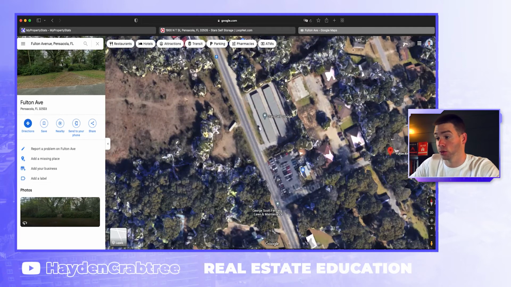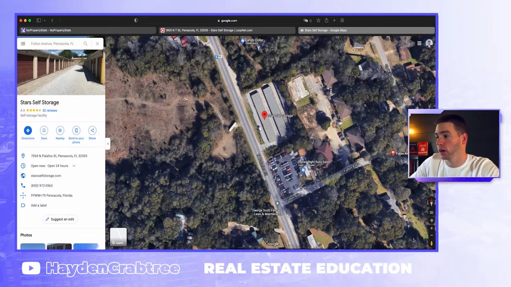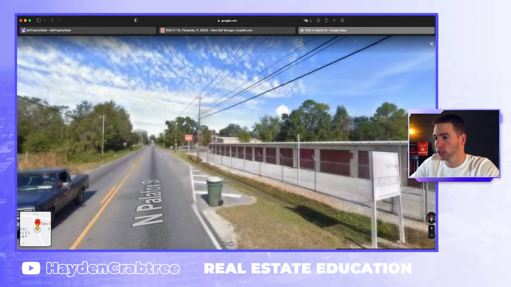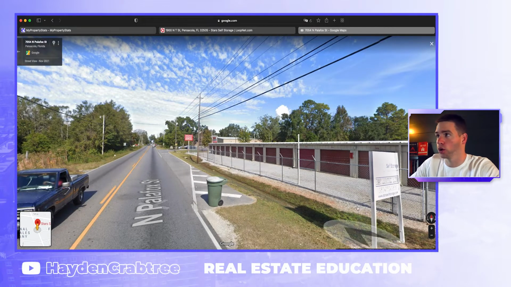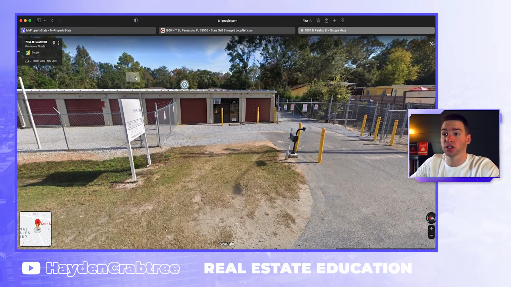So we found Star Storage. It was the wrong address. What is the actual address here? 70524 North Halifax. Okay, so you got to look around. You got to make sure that's right. So let's drop our little guy in here, and we could see this was taken in 2021. I'm recording this in February of 2022. So it looks pretty new. Okay, so the facility doesn't look all that bad.